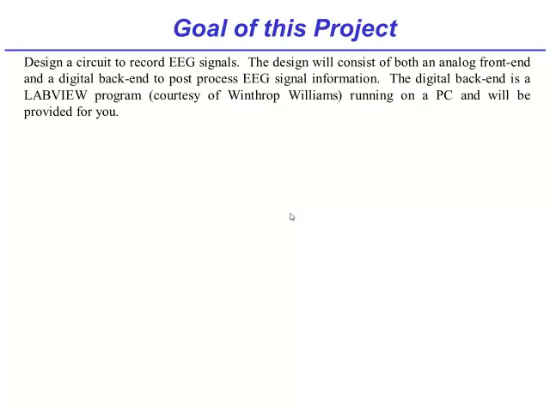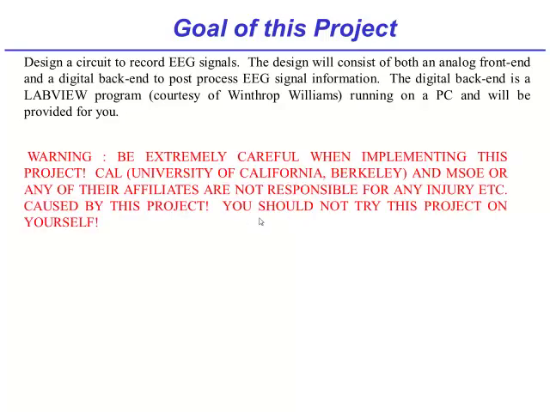Note that this work was accepted for publication at the 2012 IEEE International Symposium on Circuits and Systems, or ISCAS, which took place in Korea, May 2012. Awesome, let's get started. Yes, but caution. Since we are interfacing this circuit to a biological signal, there are safety issues involved. You must not try the circuit on yourself.